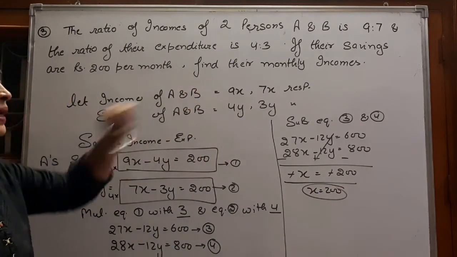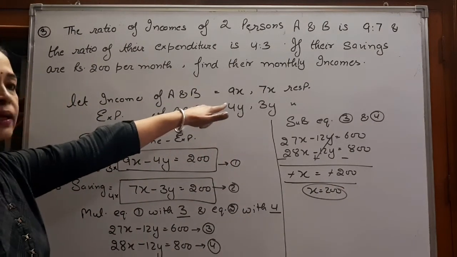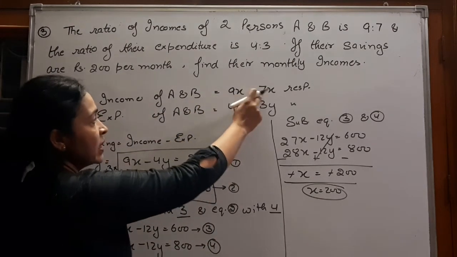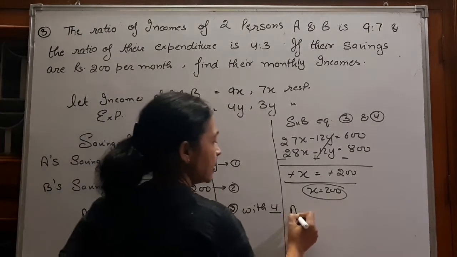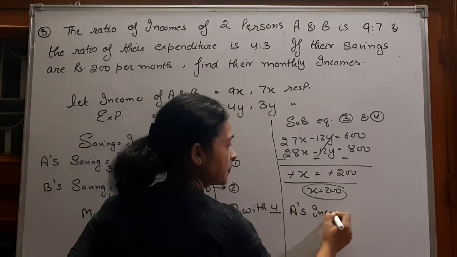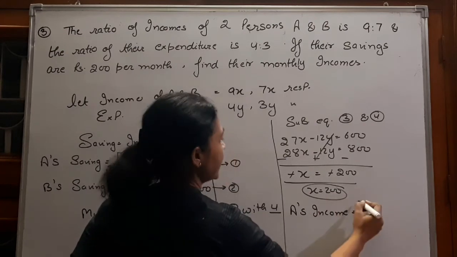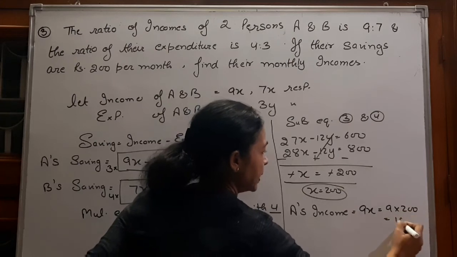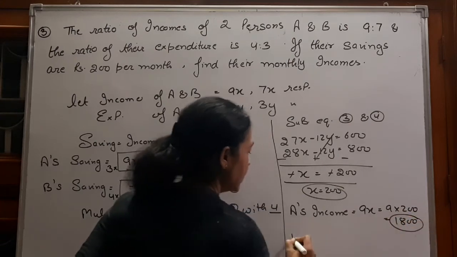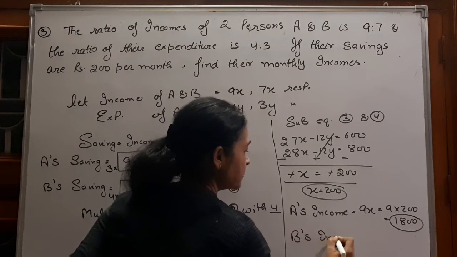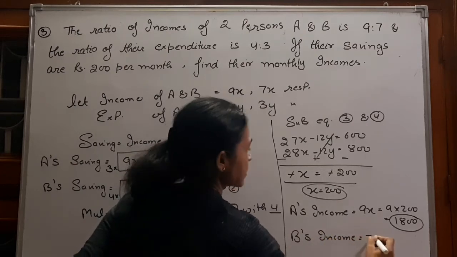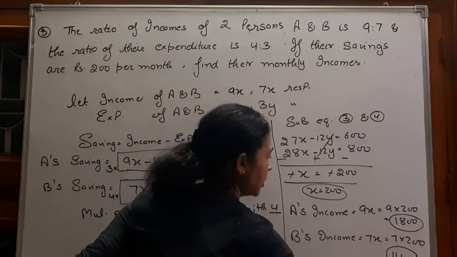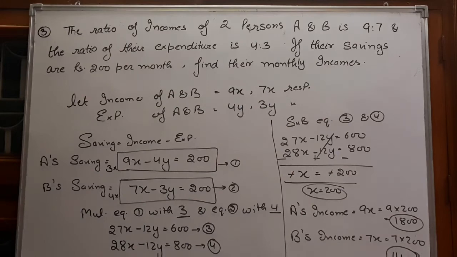What do we have to find? We have to find their monthly incomes. We don't need the value of y. The monthly incomes were 9x and 7x. A's income will be, the value of x is 200, 9x, that is 9 into 200, 1800. And B's income will be 7x, that is 7 into 200, 1400 is the income of B.